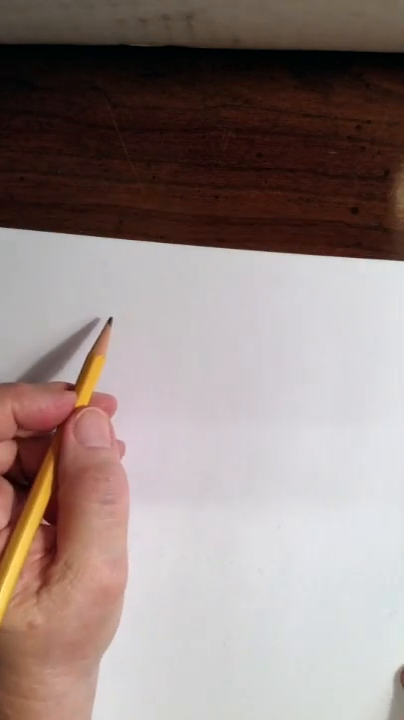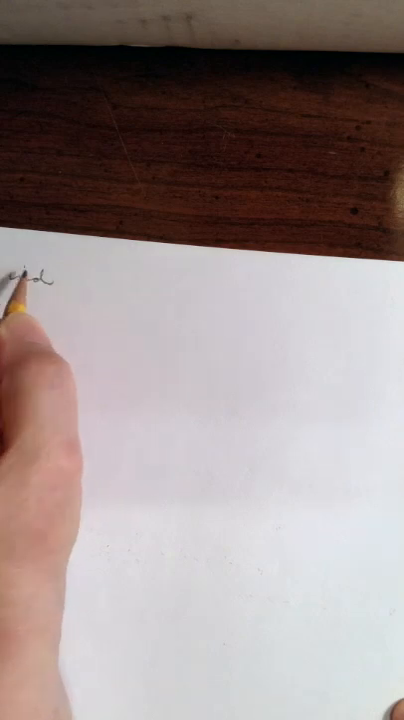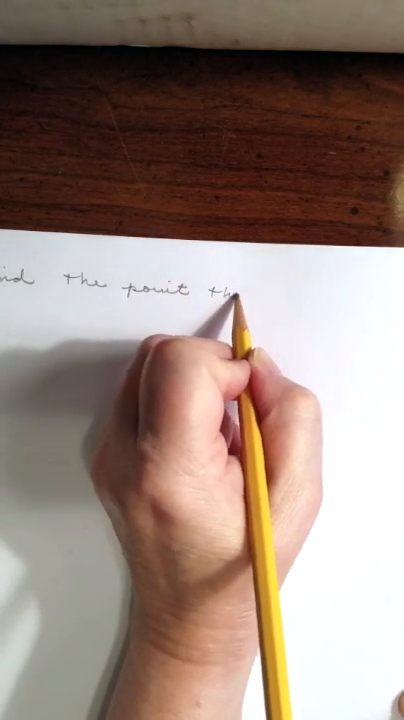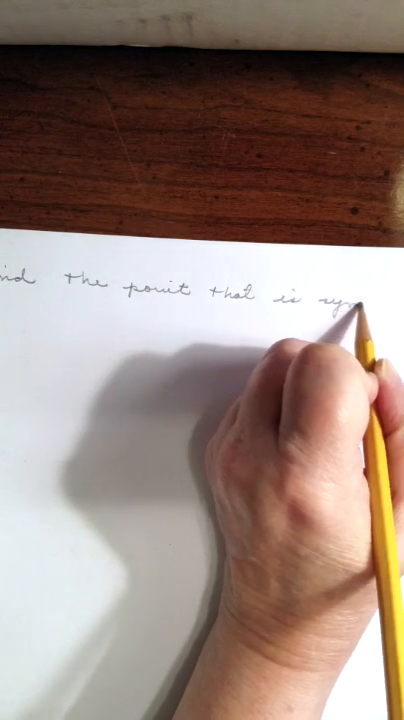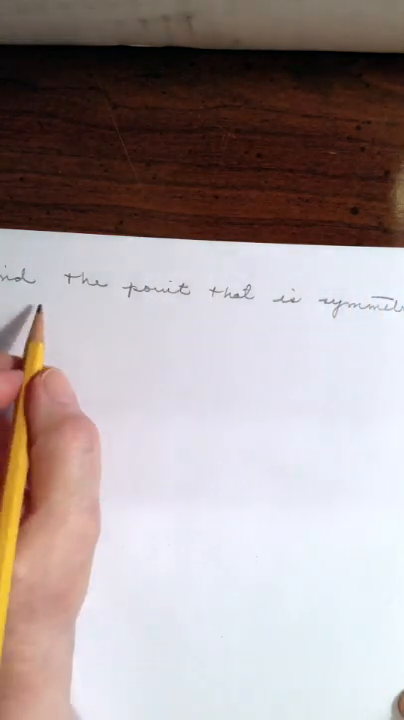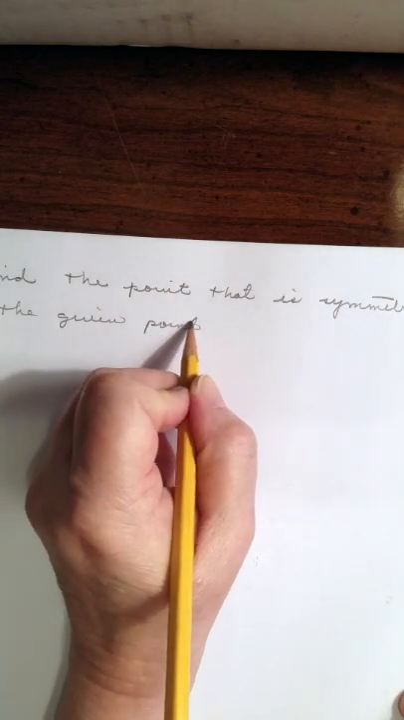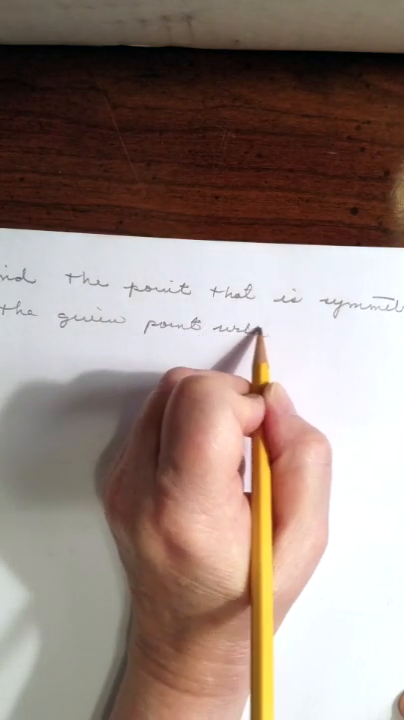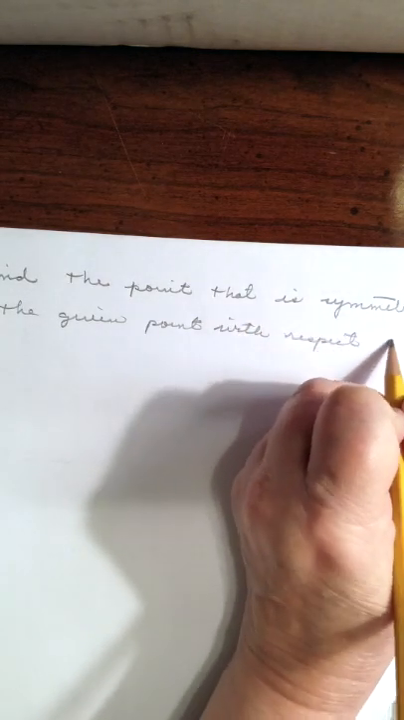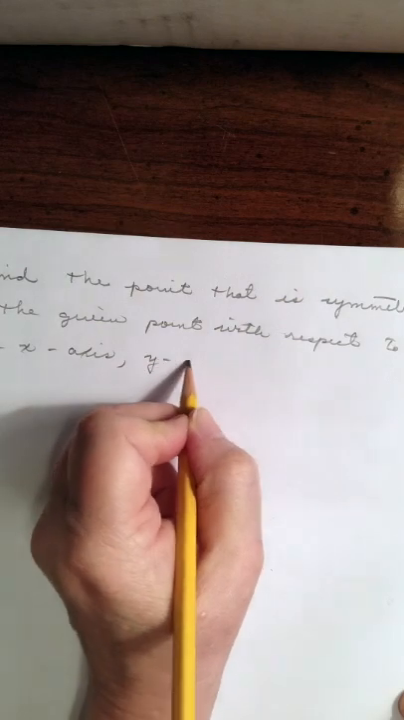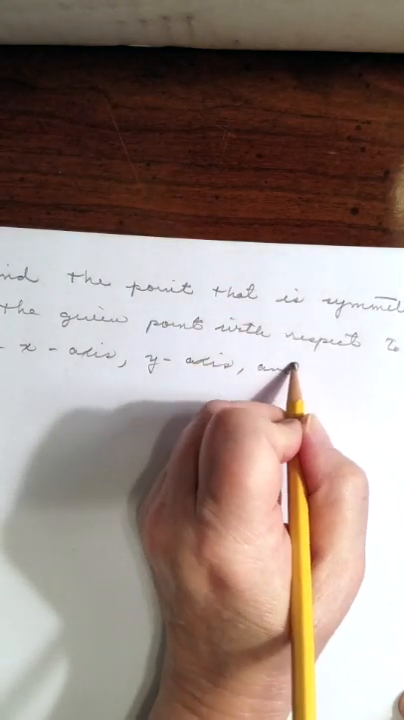Now, let's look at some of the problems that we'll see in our homework assignment, which is to find the point that is symmetric to the given point with respect to the x-axis, y-axis, and the origin.